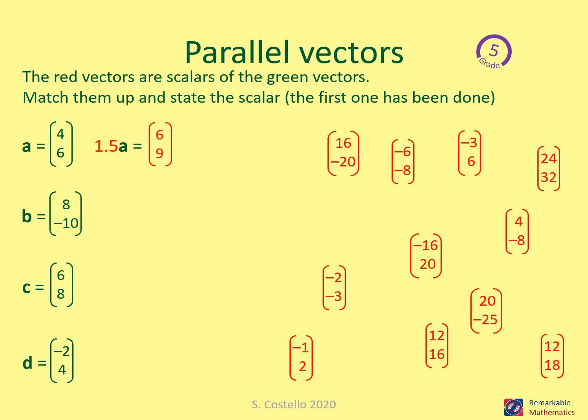The red vectors are scalars of the green vectors. Match them up and state the scalar. The first one has been done for you there. So vector A is 4, 6. 1.5A is 6, 9. So work through them, see if you can match them up. Once you've done that, come back and play the video and check your answers.